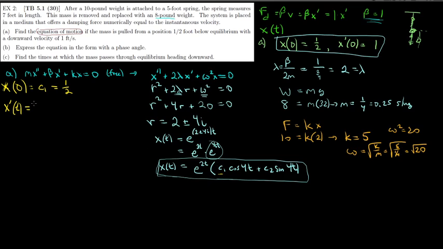So this is going to be first times the derivative of the second. So e to the 2t times the derivative of this will be negative 4c1, although c1 is 1/2, so 4 over 2 is 2, so negative 2 times the sine of 4t plus c2 times 4 cosine 4t. So I think that's a plus 4c2 cosine of 4t.